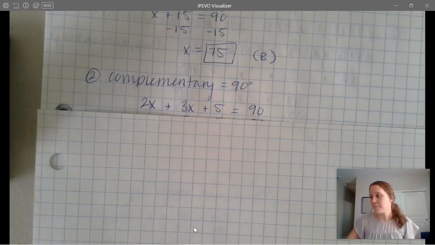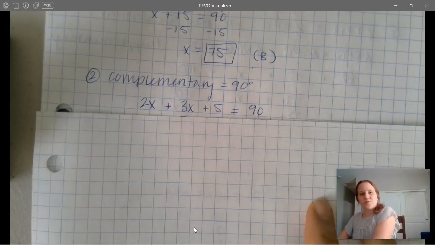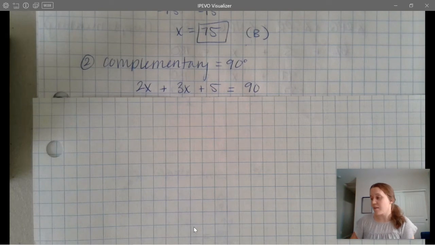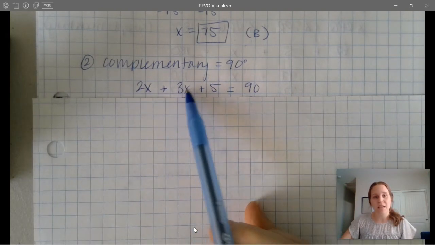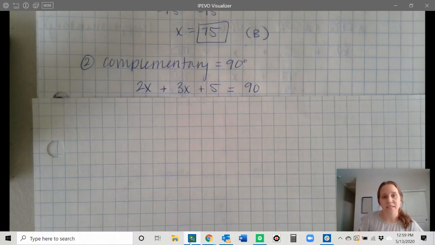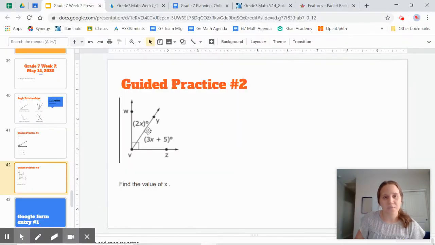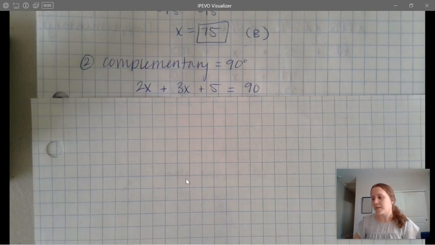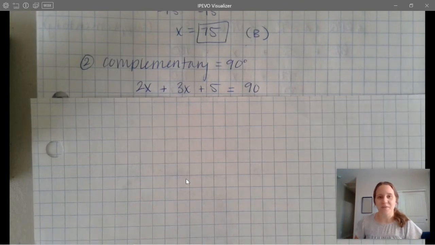We'll catch up together. Here's my work for question 2. These, of course, are complementary angles. They form a 90-degree angle. So I know that the sum of the angle measures included there was 90 degrees. If I look at this picture, I see that this angle is 2x, and this angle is this whole expression, 3x plus 5. So I wrote 2x plus 3x plus 5. I don't need parentheses because of my associative property, and that does sum to 90 degrees.